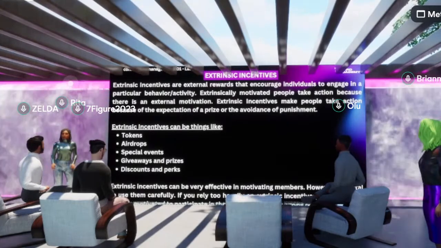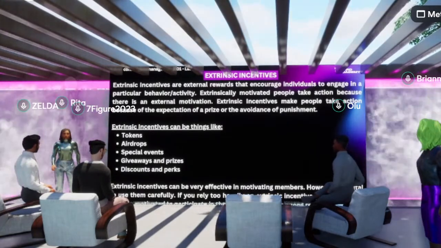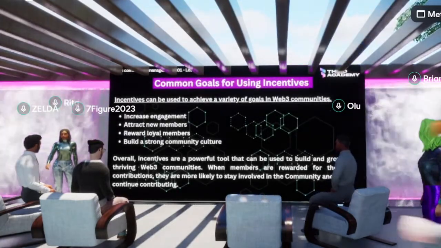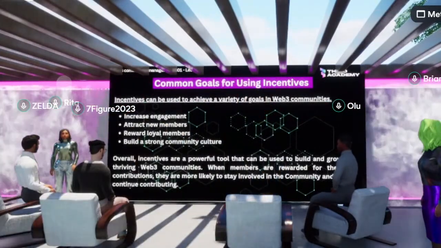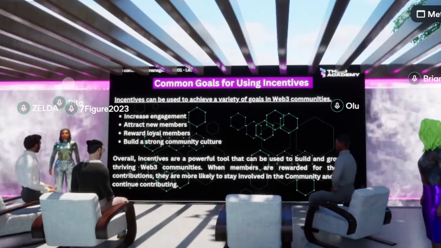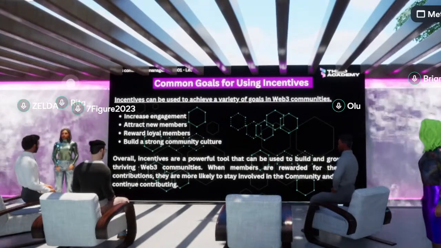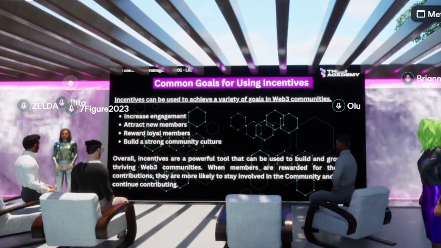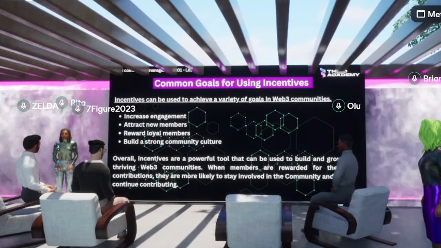Now, let's move on to the common goals. Why do people use incentives? Why are people concerned about using incentives to motivate their members to take action? What goal do they have, right? So we have four goals listed here: to increase engagement, to motivate members. Remember we talked about the NFT whitelist? To get access to the whitelist to mint the NFT, you have to engage in discussions in the community, right? They use that to increase their engagement. That's one of the goals that they have.